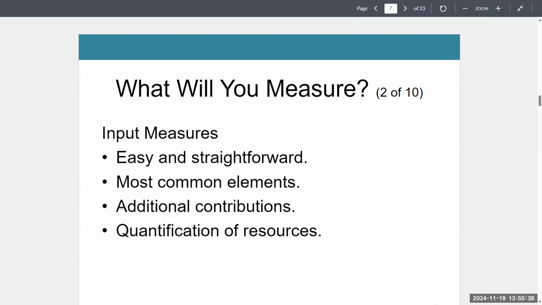So if you know how much you invested, you can later compare it to the output and the outcomes to determine whether your program delivered value or did it lose on its value. So for example, if you spend 10,000 dollars on a campaign, but only reached 100 people, this can show inefficiencies in resource allocation.